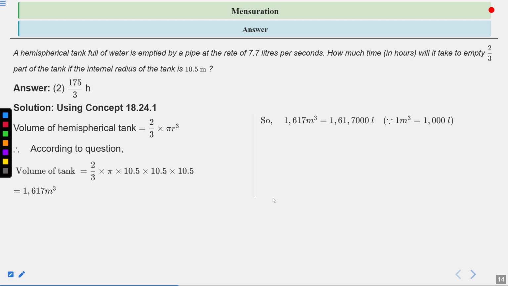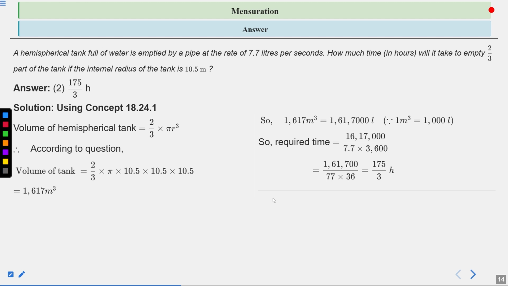So the required time will become, because in liters the capacity of the tank is 16,17,000, divided by 7.7 liters per second, and to change into hours, multiplying by 3600, we get the time in hours. Simplifying it, we get 1,61,700 upon 77 into 36, which gives the time in hours as 175 by 3 hours. So the second is the correct answer of this question.